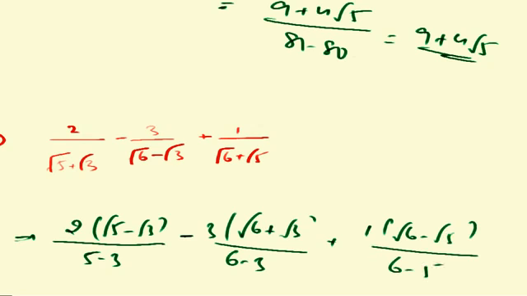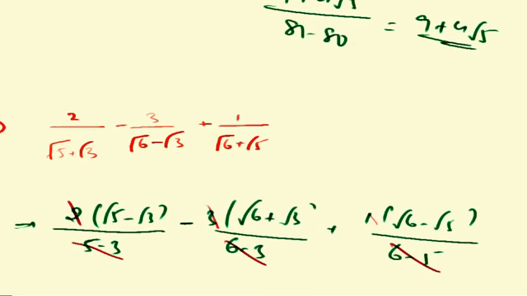So try to see what is given here. 5 minus 3 is nothing but 2, and this is 2. 6 minus 3 is nothing but 3, and this is 3. And 6 minus 5 is nothing but 1, and this is 1. So what has the problem become? Try to solve this problem.